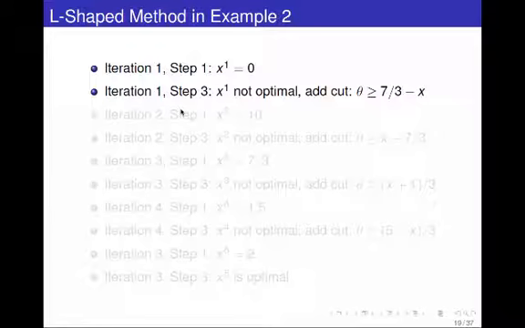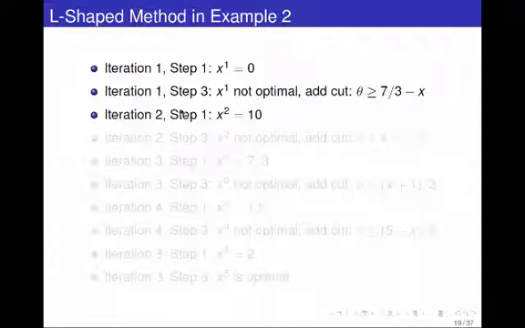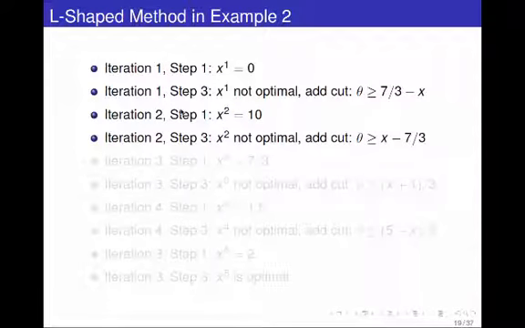So x1 over here, and the first cut is 7/3 minus x, and x1 extends to 10. So this is my first optimal cut. When I'm minimizing this problem in the second iteration, I'm going to very naturally move to this optimal solution, x2. Indeed, x2 is 10. And I'm going to generate the following cut, x minus 7/3. It's like the mirror of the first cut.